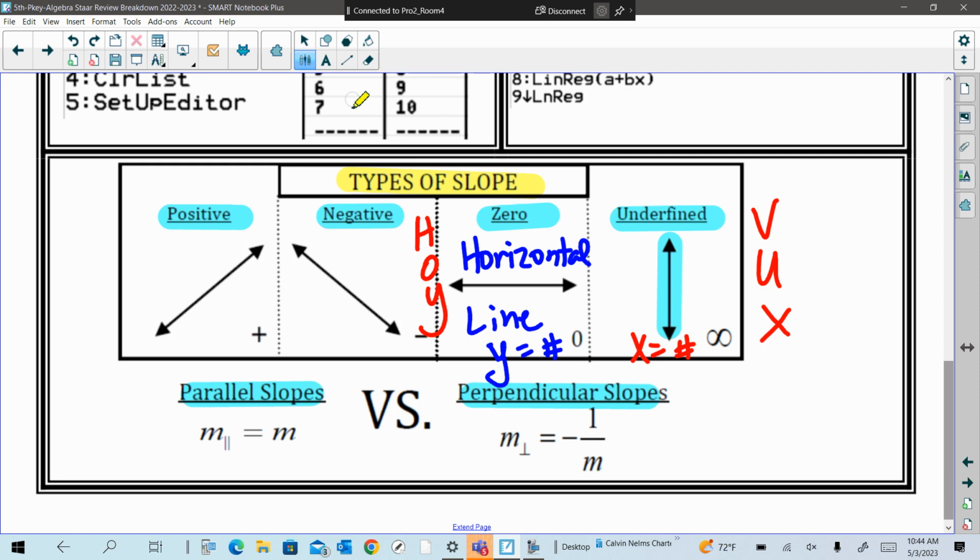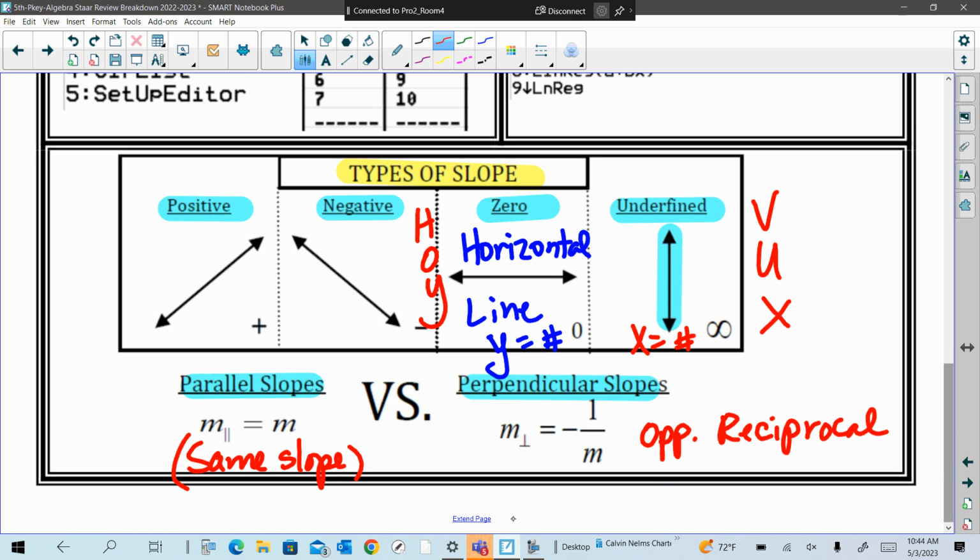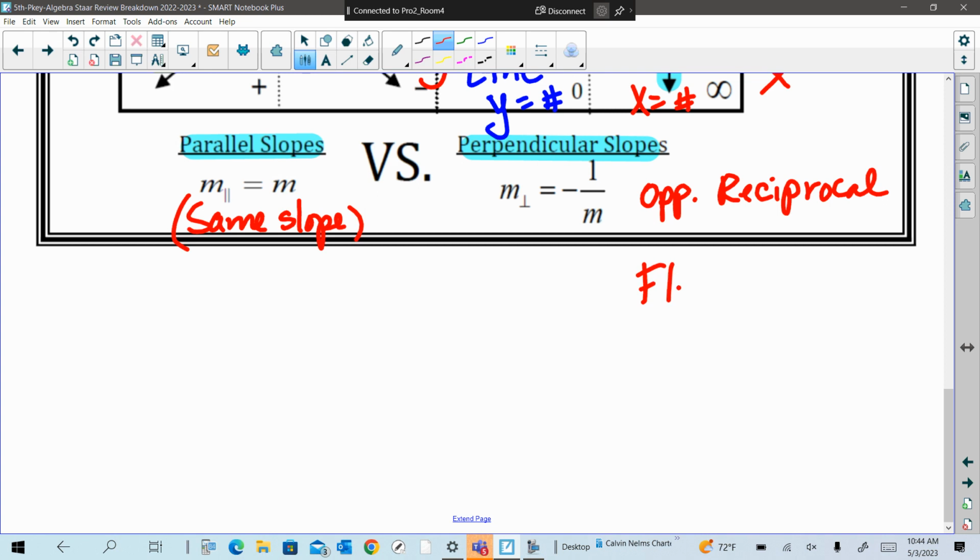What's so special about parallel slopes? Yeah, the same slope. So add that to your notes. Same slope. Perpendicular slope: yeah, opposite reciprocal. Another way you can think of that is you're going to flip the number and change the sign. So make sure we're using that fact for perpendicular.